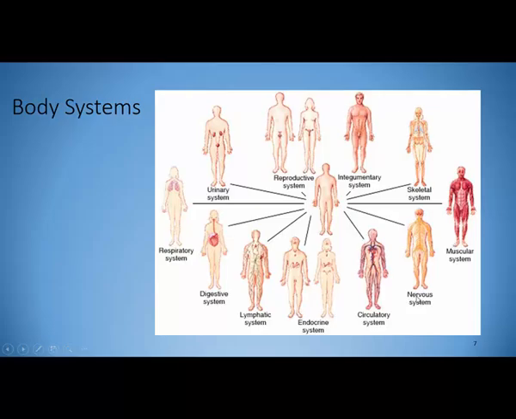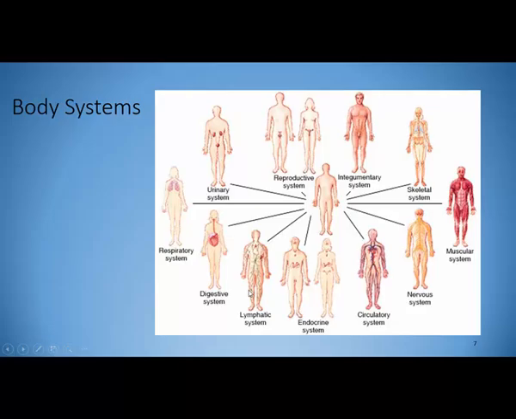The nervous system includes your brain, spinal cord, and nerves, as well as your sensory receptors. It is the control system for the human body. The circulatory system includes the heart and blood vessels and blood, and its job is to move nutrients and waste around the body to where they need to go. The endocrine system includes your hormones and glands. Its job is to maintain homeostasis.